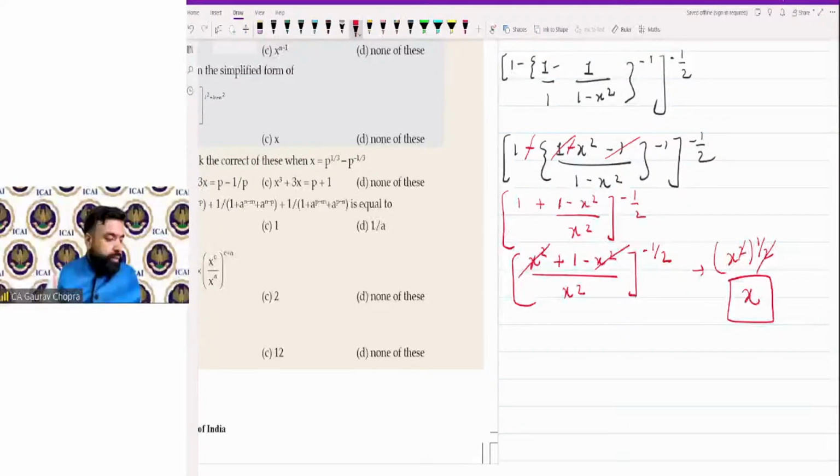So Om Gupta has given the answer x. So this will be the final answer. So always start from the middle.